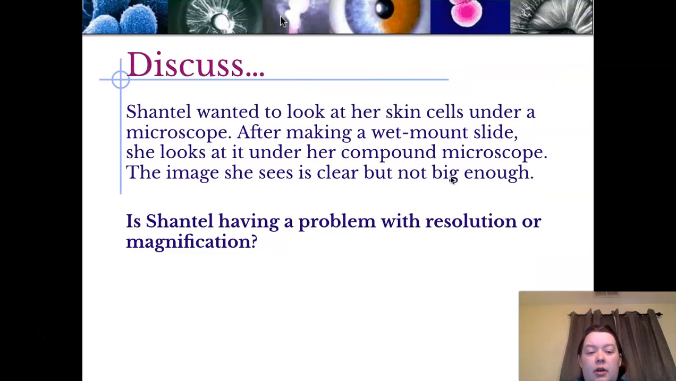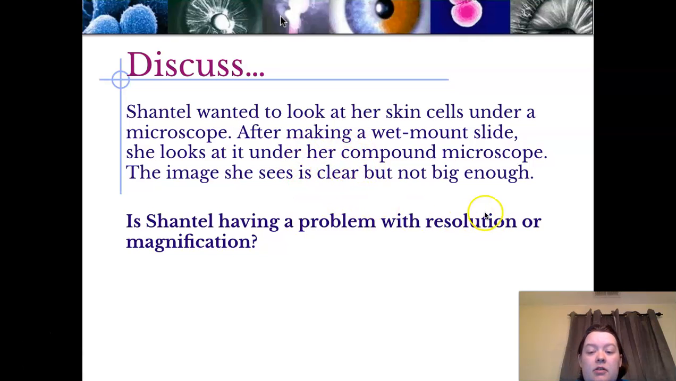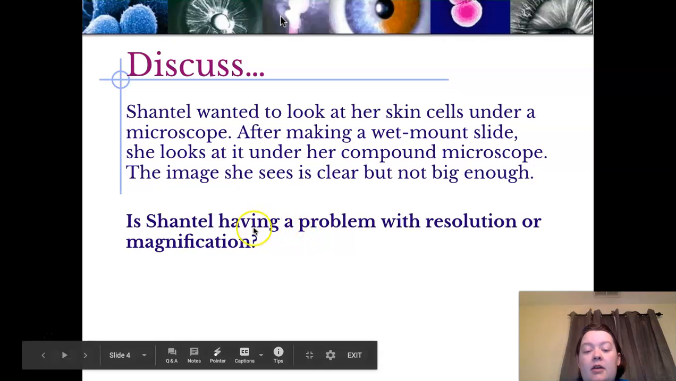So let's look at this scenario. Chantel wanted to look at her skin cells under the microscope. After making a wet mount slide, she looks under the microscope and the image she sees is clear, but it's not big enough. Is that a problem with resolution or magnification? Alright, so this one, it's a problem with magnification because it's clear. And again, resolution is how clear an image is. So the resolution is fine, but because it's not big enough, it's a problem with the magnification. So she'll want a higher magnification to make the image appear larger.